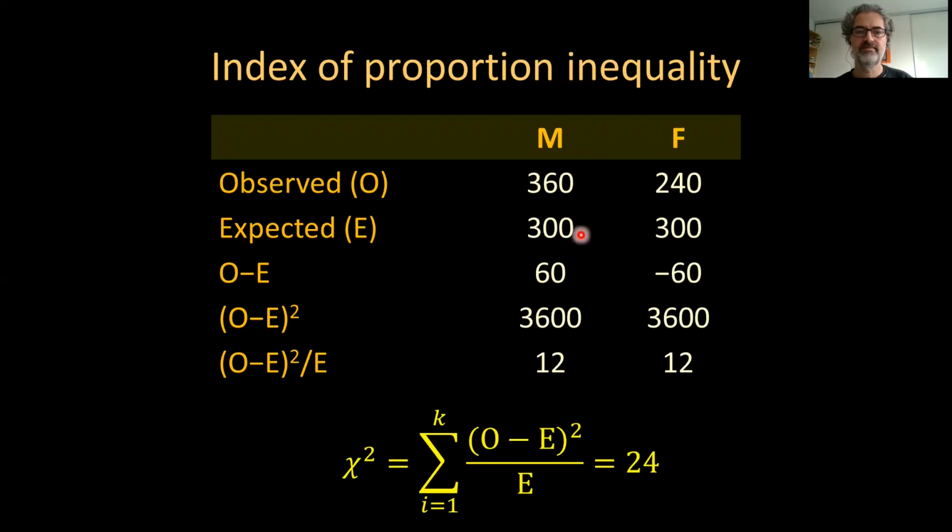The expected values would be 300 now. The differences are 60, squared to 3,600, divided by the expected, added up. Our chi-square in this case would have been 24. If we have a 10 times larger sample size, we end up with a 10 times larger chi-square for two categories in this case.